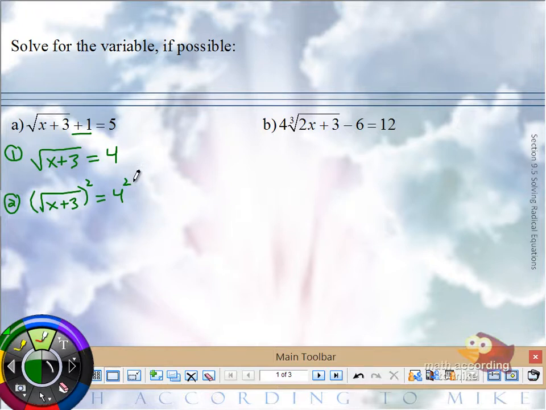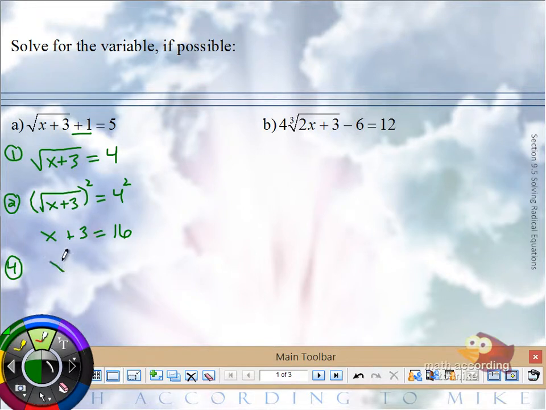In this process, this is where false answers could come up. What is the square root of x plus 3 then squared? x plus 3. And 4 squared? 16. Are there any radicals? No. So we skip step 3 and we go right to step 4.